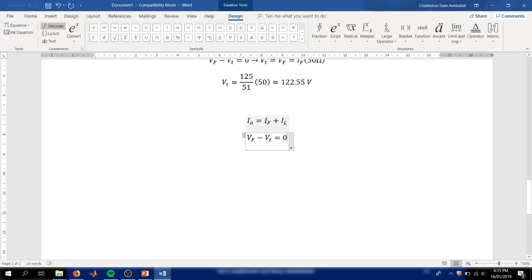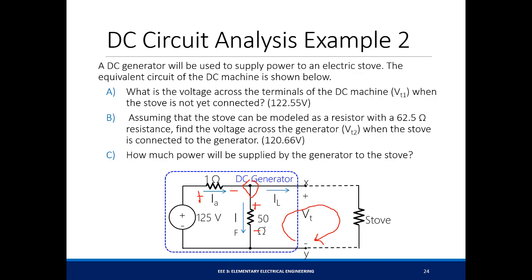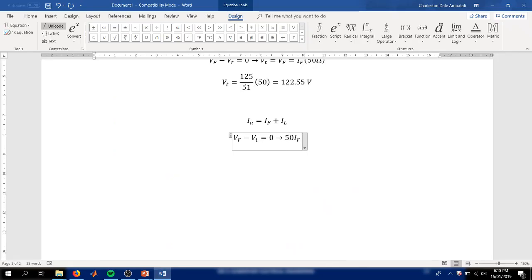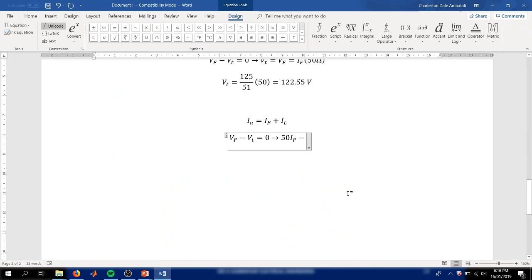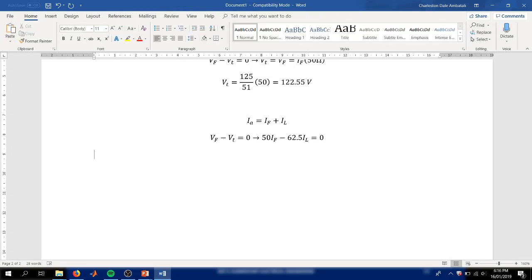However, our three unknowns are defined by IA, IF, and IL. So we need to define this equation by the three unknowns. So by Ohm's law, this VF becomes IF times 50, and the VT becomes, since this is 62.5 ohms, IL times 62.5. So 50 IF minus 62.5 IL equal to 0. So this is our second equation.